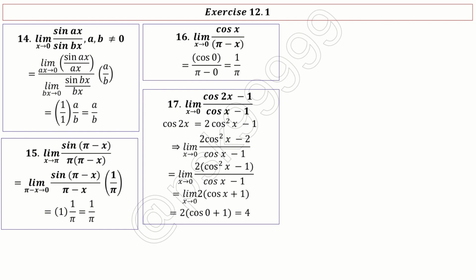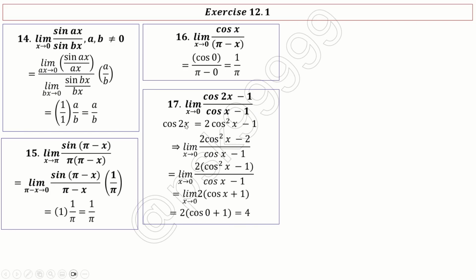Then limit x tends to 0, cos 2x minus 1 by cos x minus 1. Actually, I don't know why I did not substitute the value here. If I substitute x equal to 0, cos 0 is 1, 1 minus 1 is 0, so it is not defined. So I have to find another way, correct?